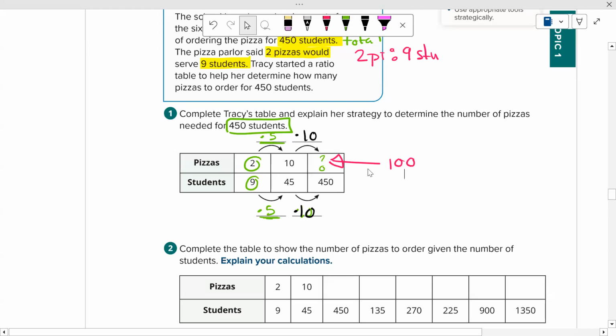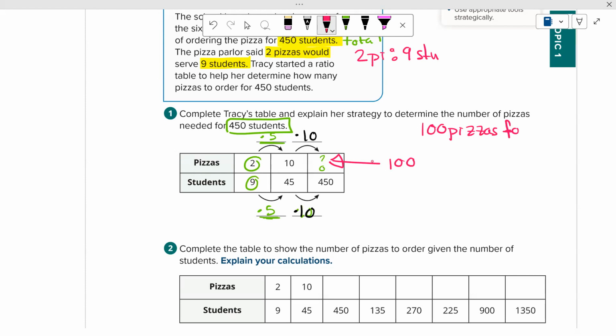So it's going to take 100 pizzas to feed 450 students. Let's actually write that down. 100 pizzas to feed, I can't even spell 2 today, 450 students.